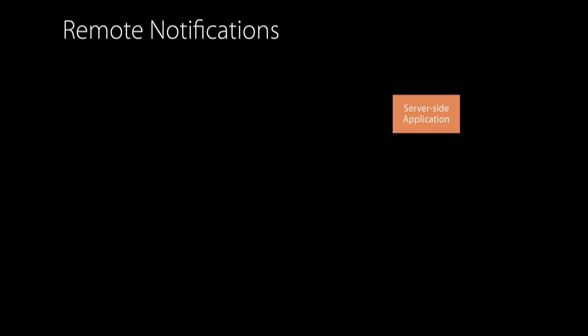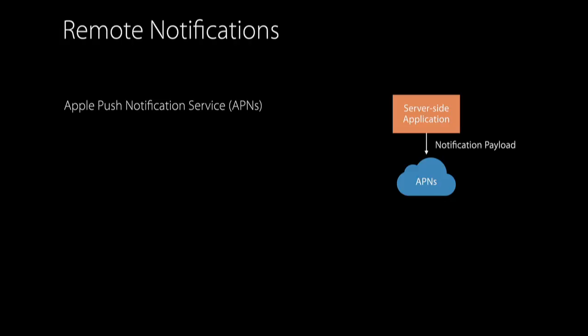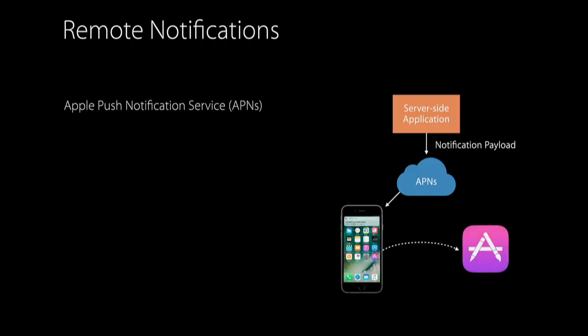The main piece involved in this exchange is the Apple Push Notification Service, or APNS for short. As part of remote notifications, your remote side application sends the notification payload to APNS, which then does a best effort delivery of this notification to the user's device, showing them that notification, and then forwarding to your application to be handled when the user interacts with it.